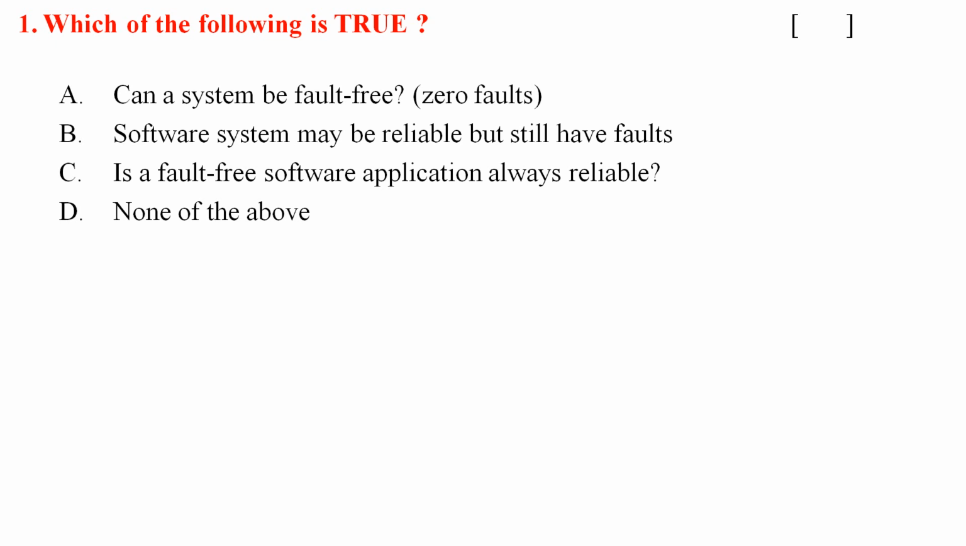Which of the following is true? Can a system be fault-free, that is zero defects? A software system may be reliable but still have faults. Is a fault-free software application always reliable? And none of the above. Which of the following is true? Here there are three statements. You have to select the true statement, the correct statement.